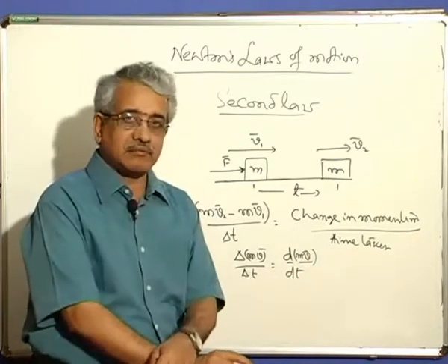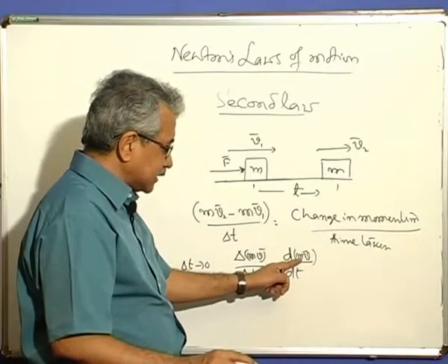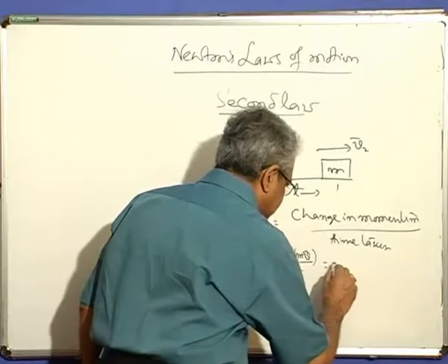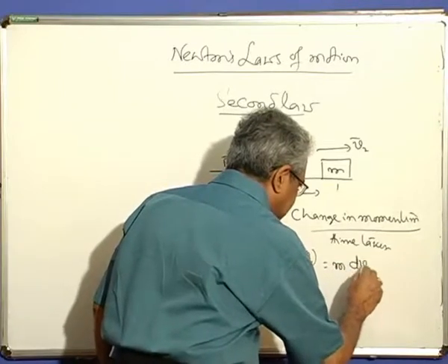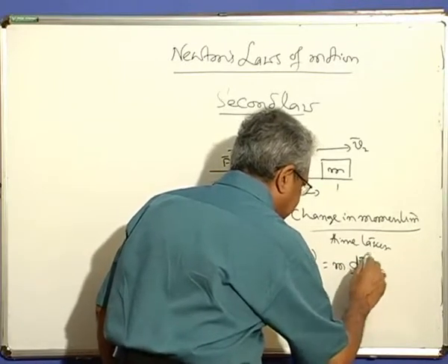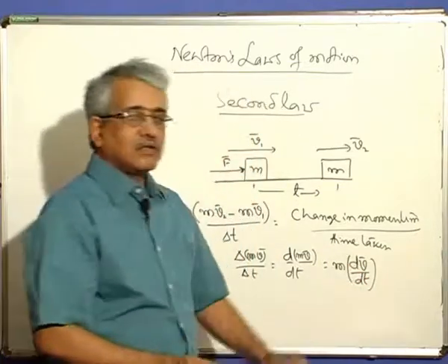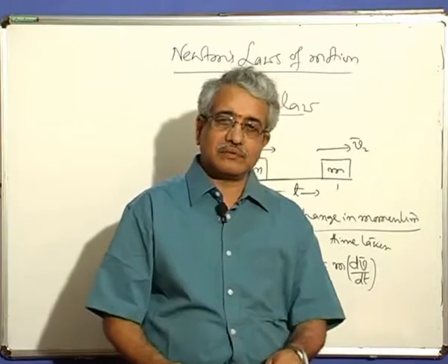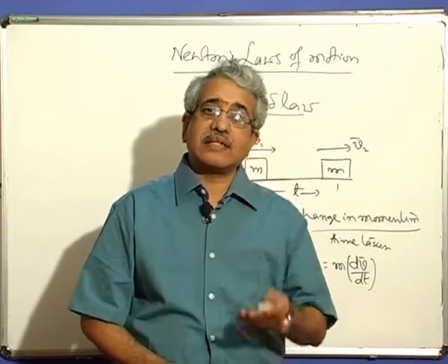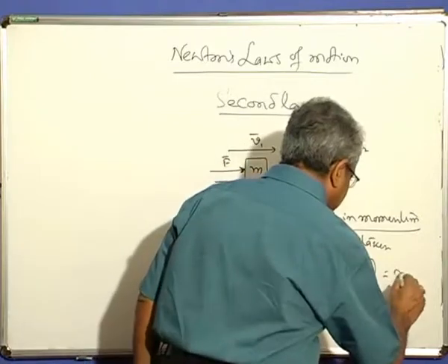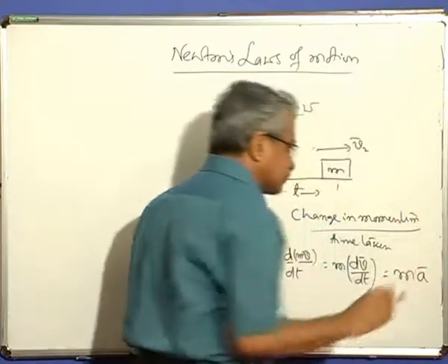Momentum is the quantity mv there. Actually, in the differentiation here, m is a mass which is a constant. So, we can write this as m into dv by dt. What is dv by dt? Rate of change of velocity. Rate of change of velocity is called acceleration. So, we can write this equation as m into a, where a is the acceleration.